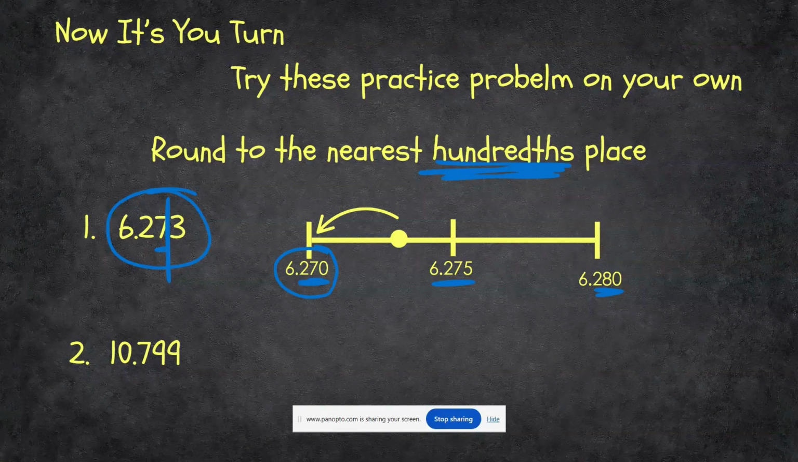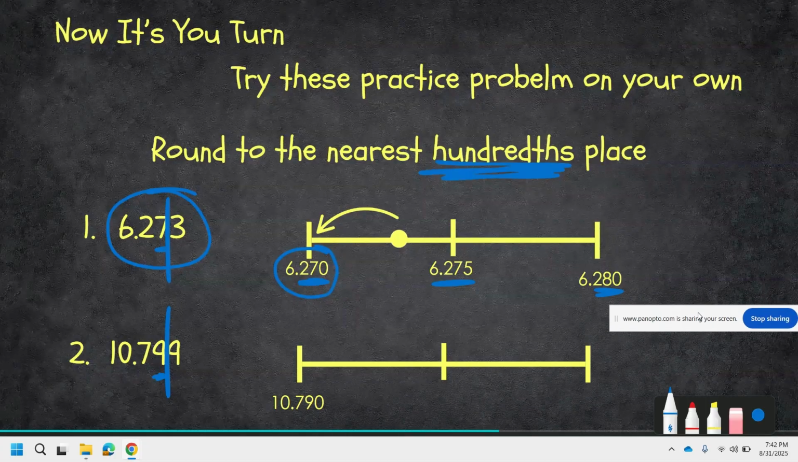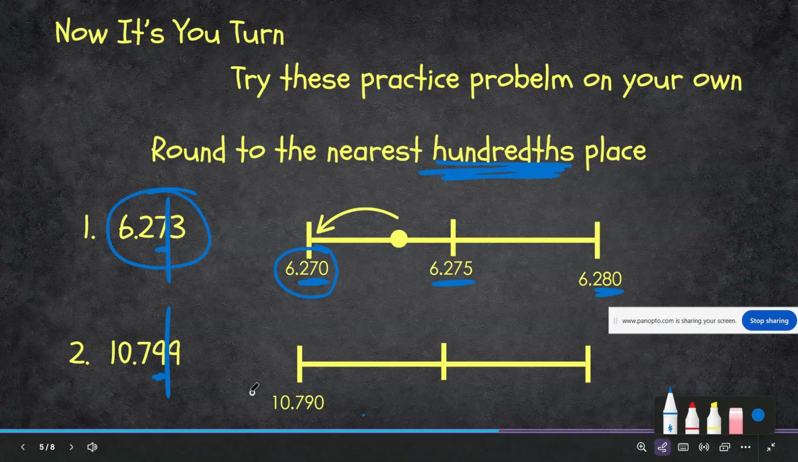Okay. Number 2, we're going to underline the hundredths, draw a vertical line. That is going to tell us our starting point for our number line.